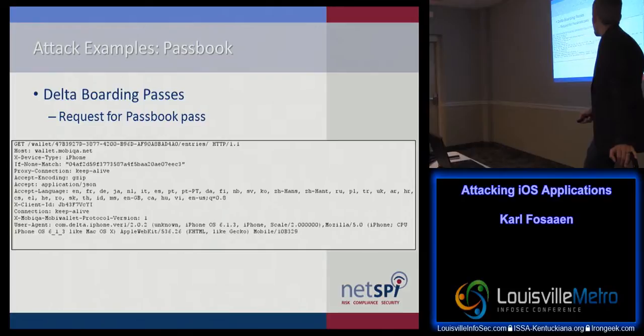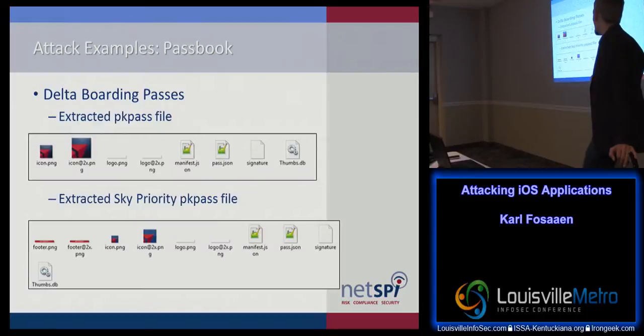Basically they make a request out there for this wallet and for this Passbook entry, and it creates your Passbook pass for the boarding pass. What we're going to do is intercept that and extract the PK pass file. This is a normal one. This is your normal coach; you don't have Sky Priority or anything special. This is a Sky Priority PK pass file. You see the difference? There's not a whole lot. It's 2 files: a footer and a footer at 2x. Literally 2 files. That's all you have to add to change it to Sky Priority.